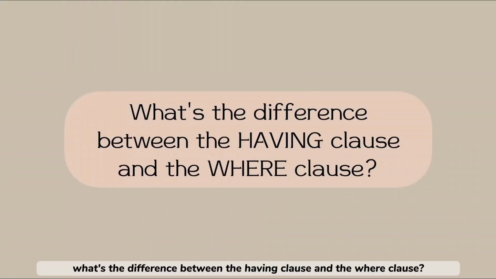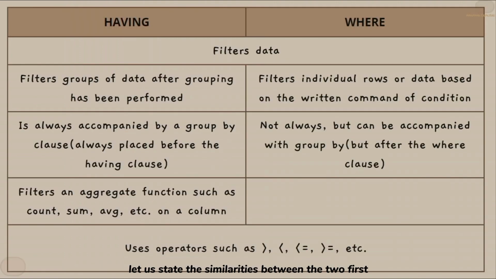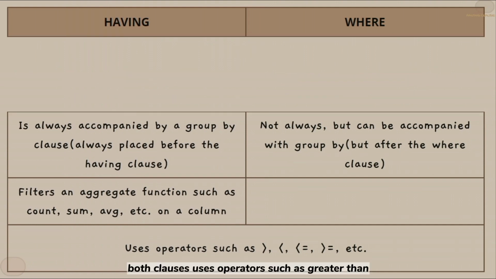What's the difference between the HAVING clause and the WHERE clause? Let us state the similarities between the two first. Both clauses filter data, but the type of data they filter differs. The HAVING clause filters group data, while the WHERE clause filters individual rows of data. Both clauses use operators such as greater than or equal, less than or equal, etc.